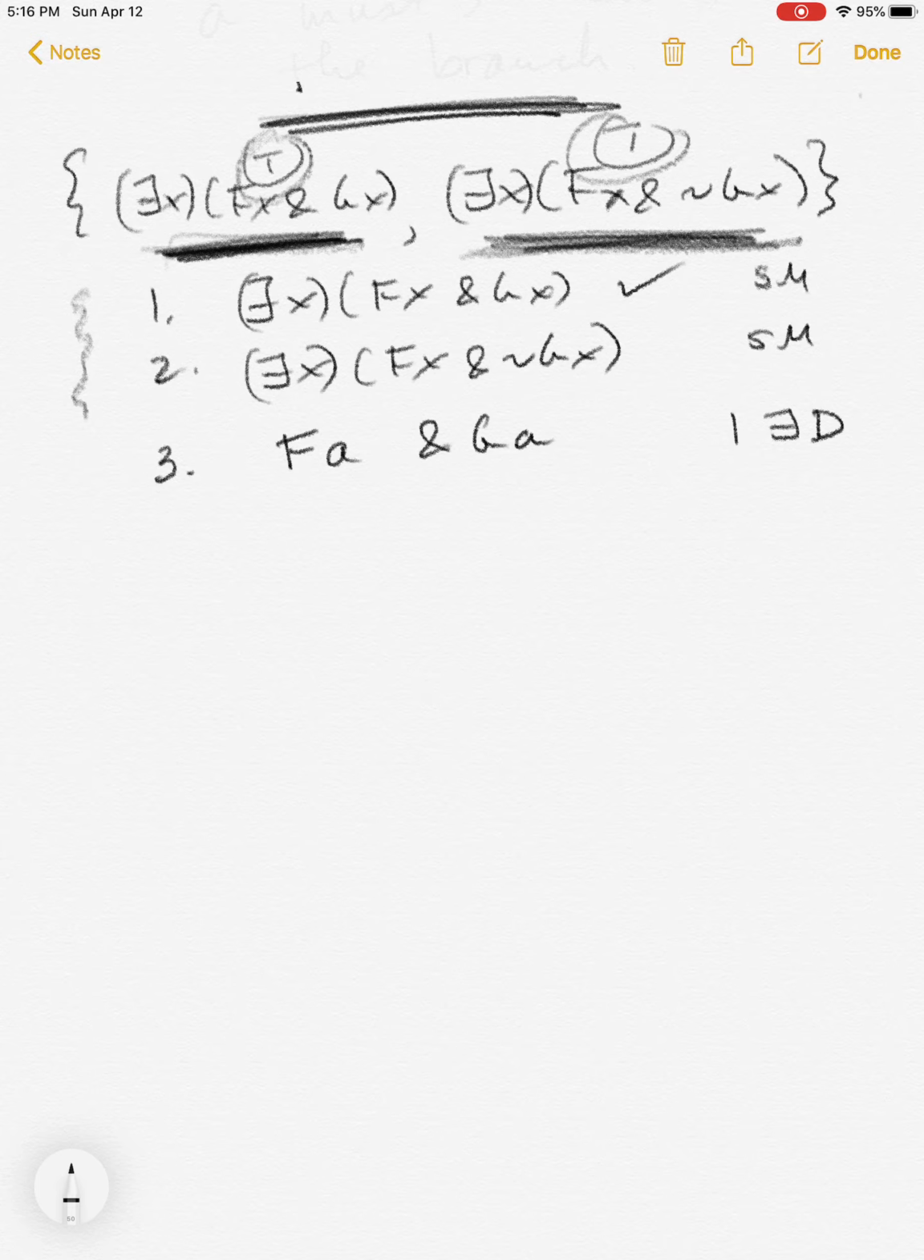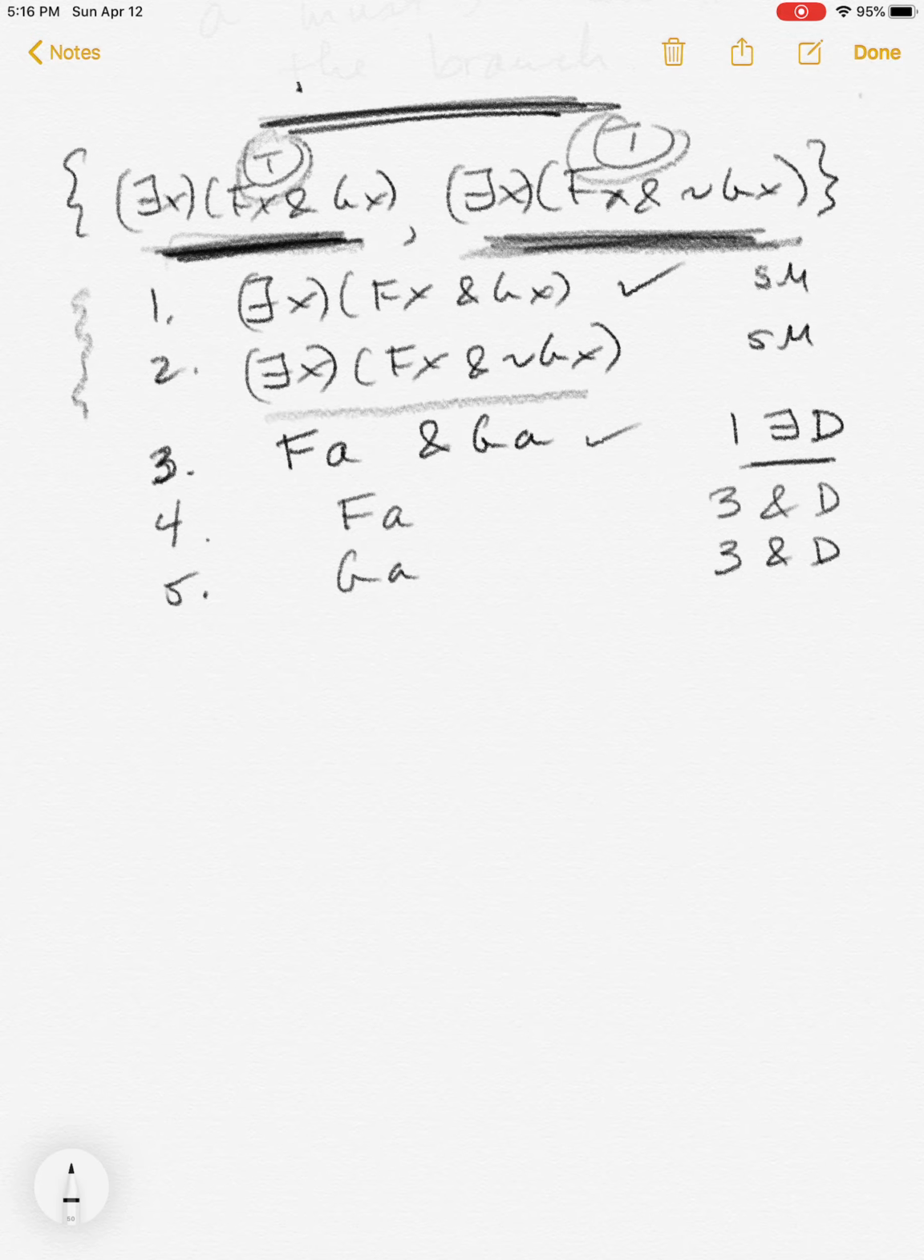Okay, so on line number 3, we decomposed line number 1 by existential decomposition. And now on lines 4 and 5, we're going to decompose line number 3 by applying conjunction decomposition. So we get that from 3 by conjunction decomposition, and that similarly from 3 by conjunction decomposition. And now the thing that's left to decompose is line number 2.